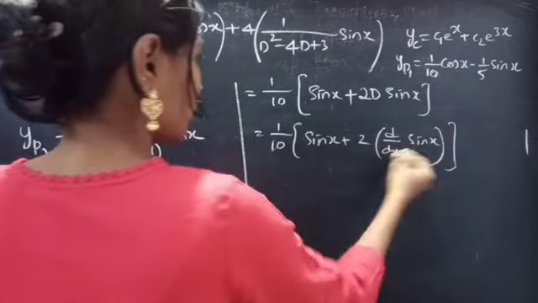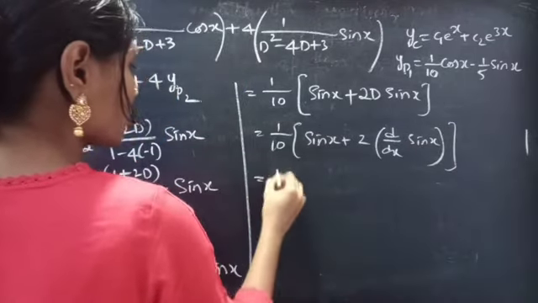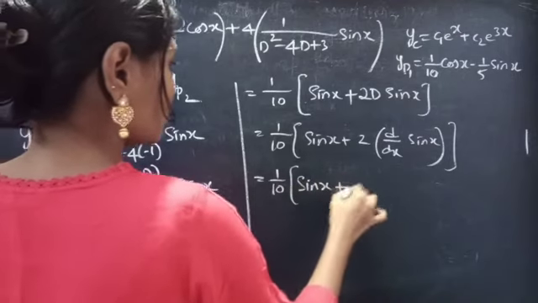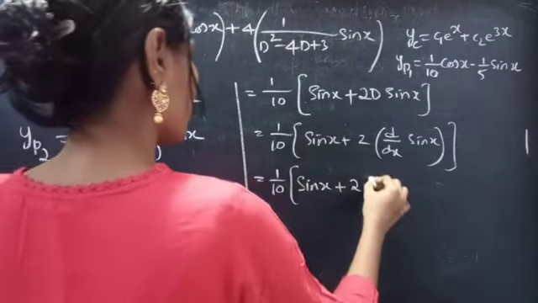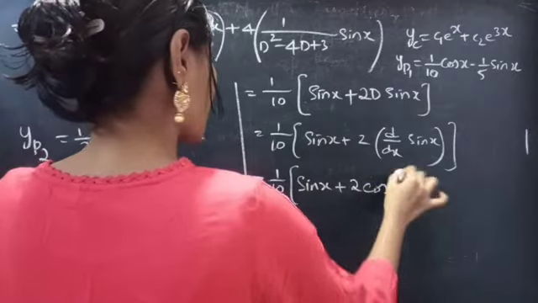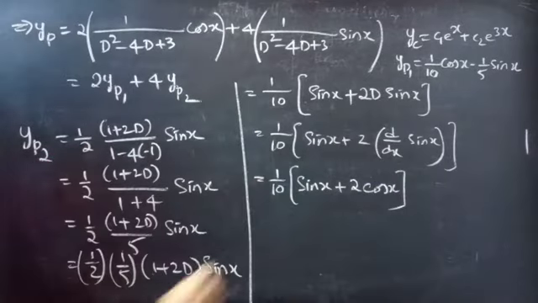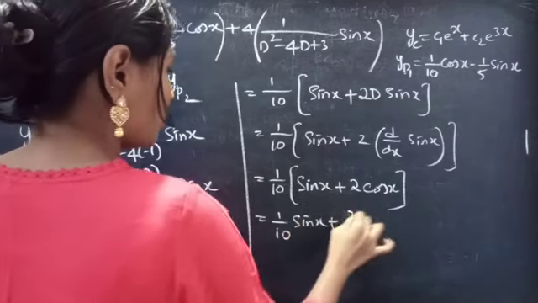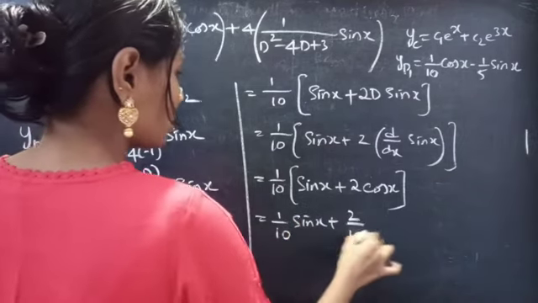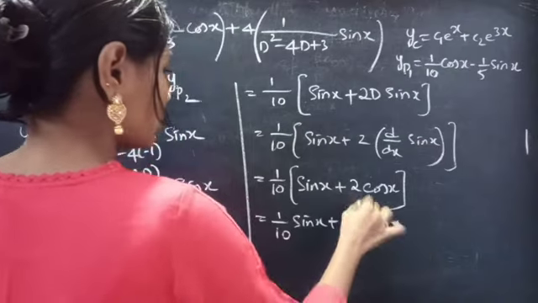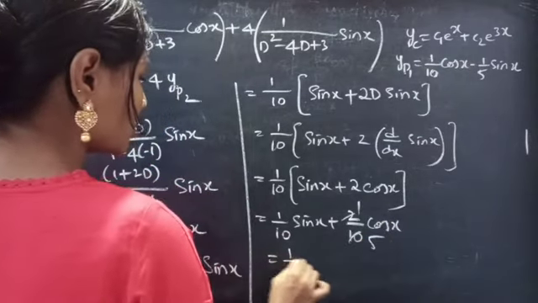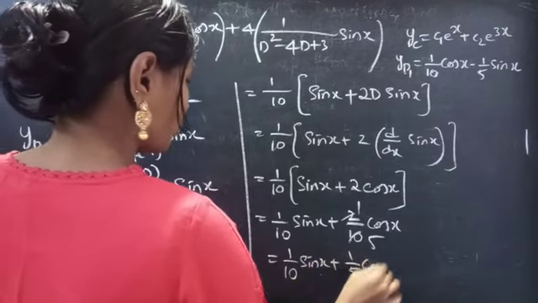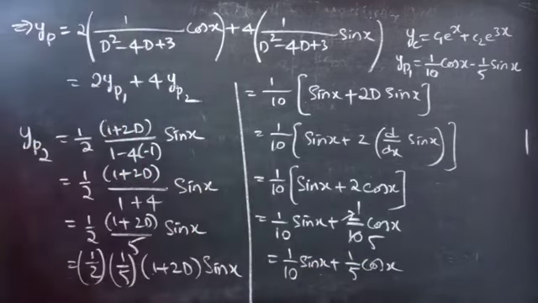Here we need to find the derivative of sin x with respect to x. We'll get 1 by 10 into sin x plus 2 into the derivative of sin x with respect to x, which is cos x, right? Or 1 by 10 sin x plus 2 into 1 by 10, which is 2 by 10 cos x. 2 ones are, 2 5s are. This becomes 1 by 10 sin x plus 1 by 5 cos x. These are yp2.